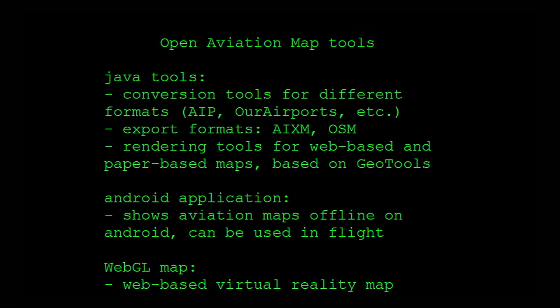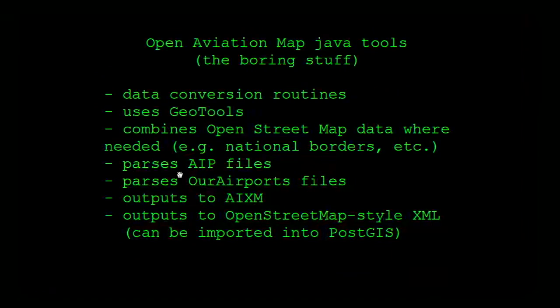We have a set of Java tools, which are conversion tools from various formats into basically an OpenStreetMap-style PostGIS database. We can also export to AIXM, which is a new XML format being championed by the FAA and Eurocontrol now. Then we have rendering tools which can draw the map I showed you earlier. We can also draw big paper maps with different projections, not just web-based projection, but also Lambert, Koenig, and Mercator projections. We have an Android app, so you can use it in flight, which is good. And we have a WebGL-based prototype, which is a 3D representation running in a browser.